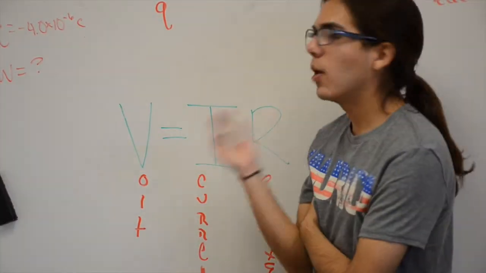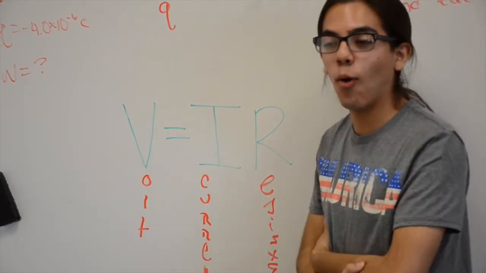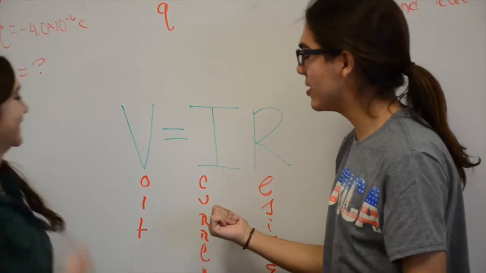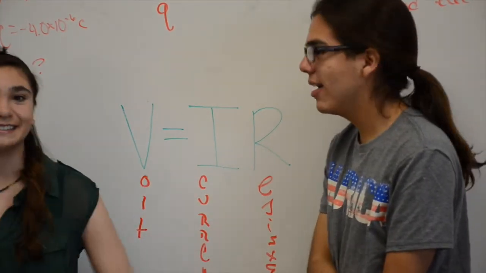Oh, gee, I wonder what this is. Oh, hey, Nicole. Do you know what this is? This is voltage equals current times resistance.